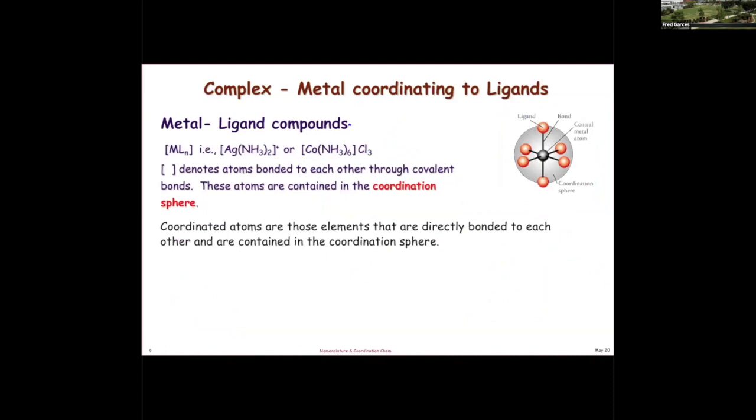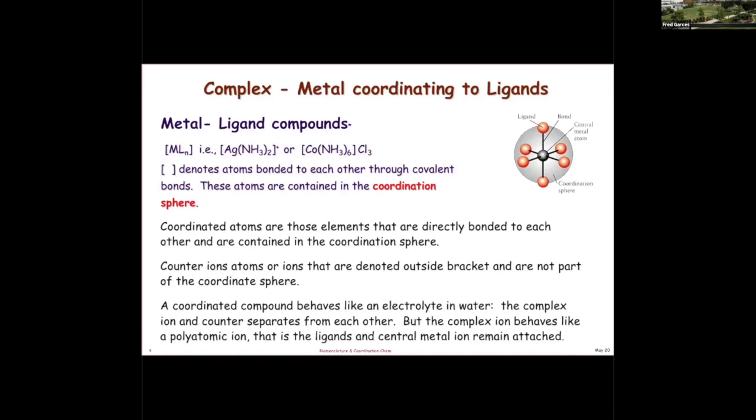So coordinated atoms are those elements that are directly bonded to each other and are contained in the coordination sphere or somehow connected through bonds to the transition metals. Counter ions are ions that are denoted outside the bracket, are not part of the coordination sphere, but are necessary so that the whole chemical is neutral. Okay, the counter ions are only necessary so that you have a neutral species.